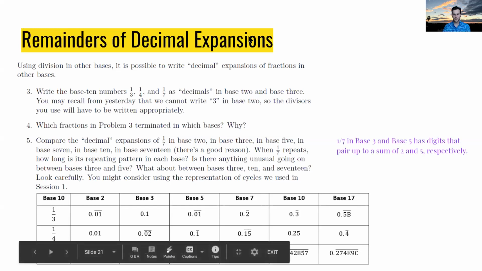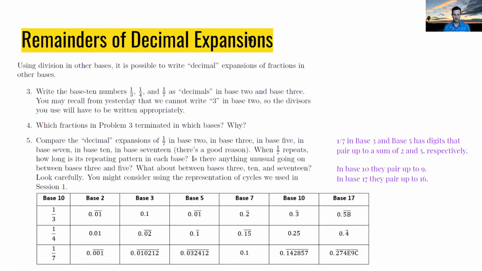We also noticed that for 1/7 in base 3 and base 5, in the repeating decimal, the first and the fourth digit pair up to make 2 or 4. The second and the fifth digit pair up to make 2 or 4. And the third and the sixth digit pair up to make 2 or 4. And similarly in base 10, you can make pairs of digits that add up to 9, and in base 17, pairs of digits that add up to 16. This is where we left off.